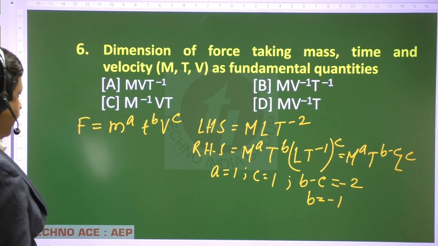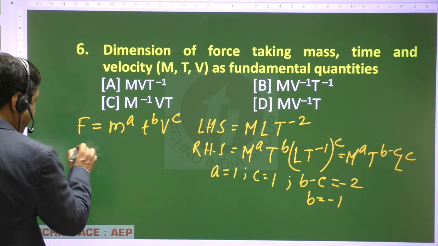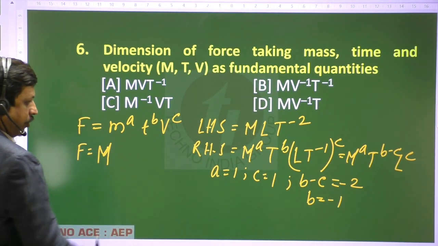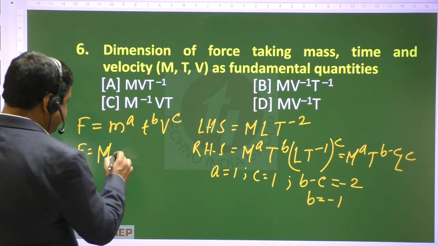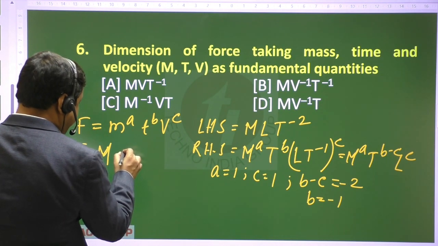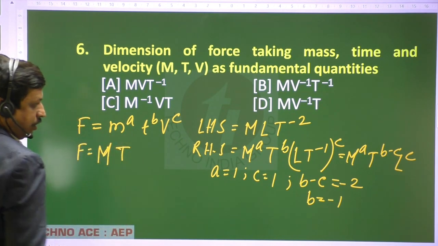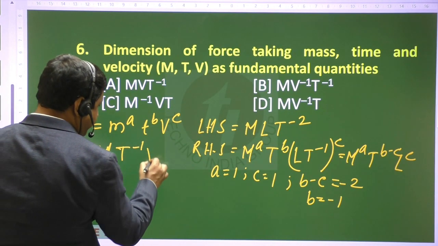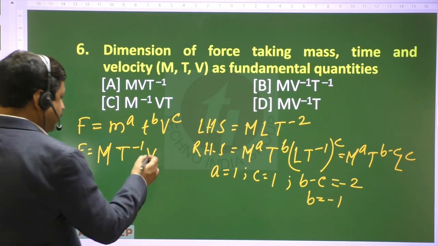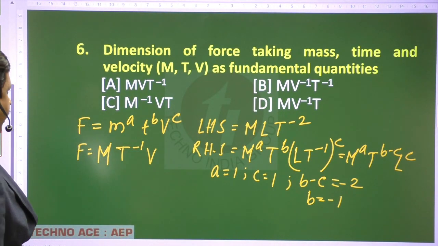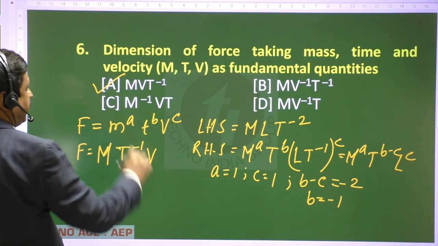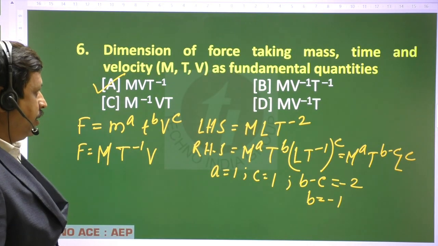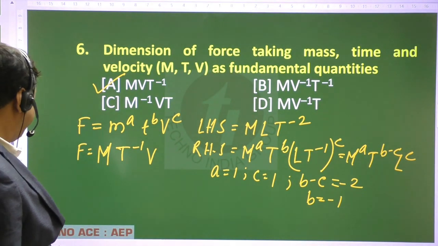That means the relation will be F equals m to the power 1, t to the power minus 1, and v to the power 1. That means F equals m v t to the power minus 1. That means option A is correct. This type of question is very important.